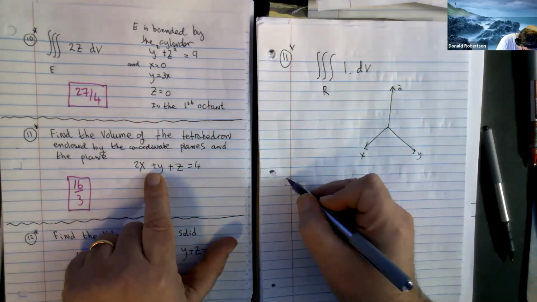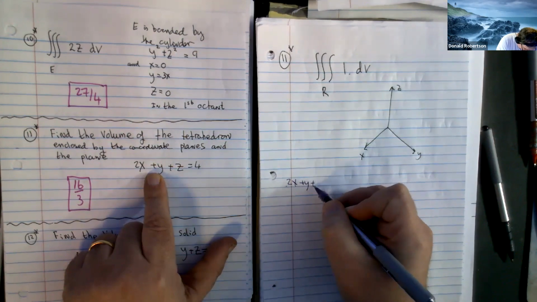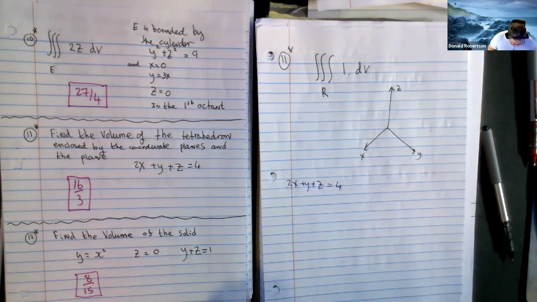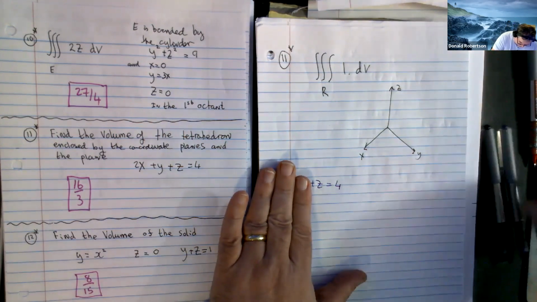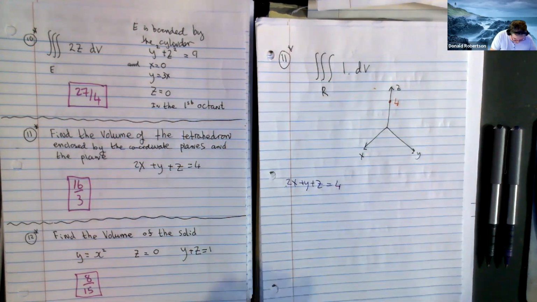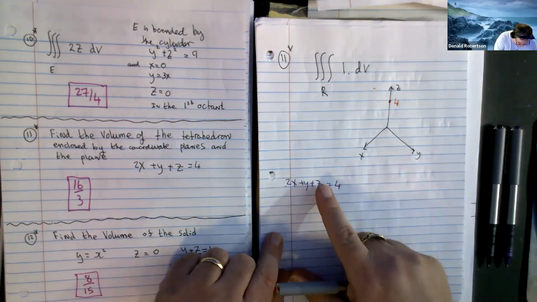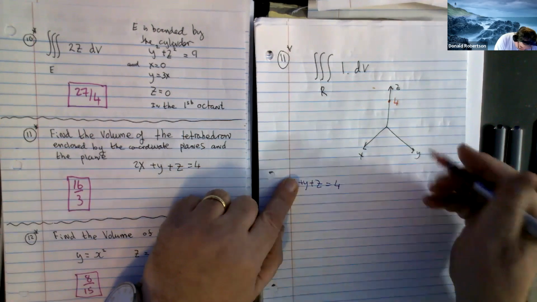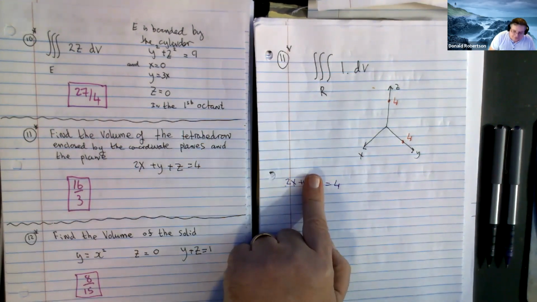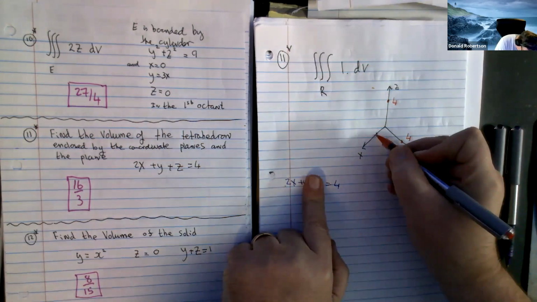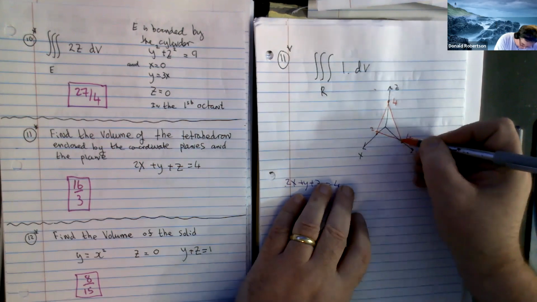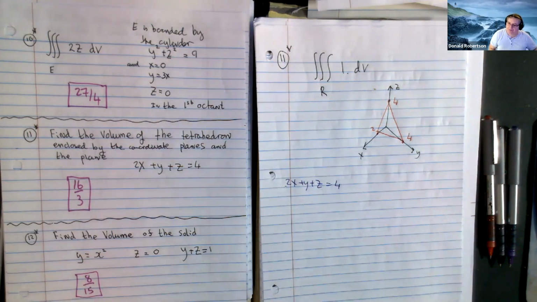So if you take this equation, which is essentially a plane, and you want to know where it crosses the z-axis, make these two 0, and you find out it crosses at 4. If you want to know where it crosses the y-axis, make z and x 0, and it crosses at 4. And then for the x-axis, make these two 0s, and you end up with 2. So the tetrahedron they're talking about is that funny little pyramid shape.